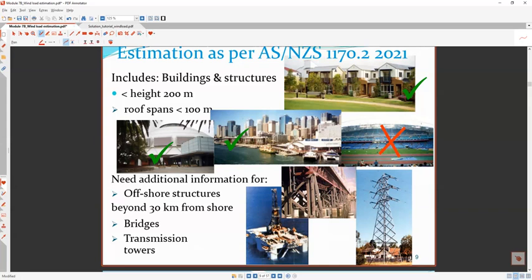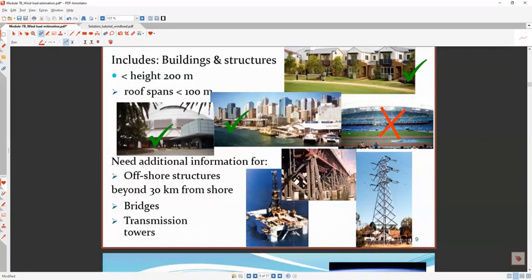And then there is additional information for offshore structures beyond 30 kilometers from shore, bridges and transmission towers. Transmission towers are again crucial, as I've said, because they produce a different kind of effect. Bridges also have problems in some cases which you need to look into, especially if the bridges have cables and other things.